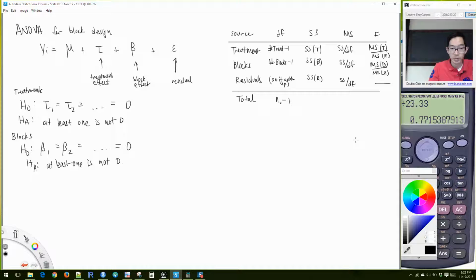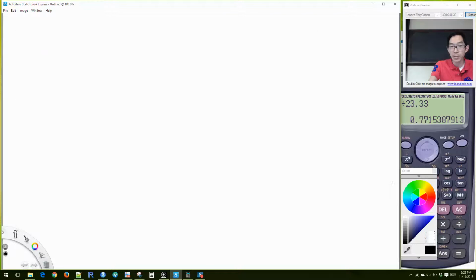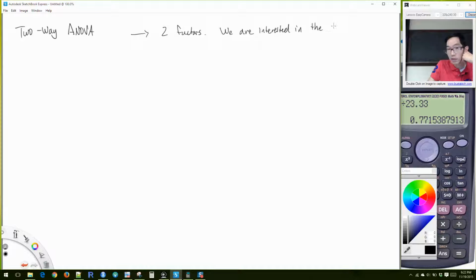Okay. Let's talk about two-way ANOVA, which is very similar. Two-way ANOVA. And so here we have two variables, so we have two factors. And we're interested in the effect of each factor. And we're also interested in what's called an interaction effect.